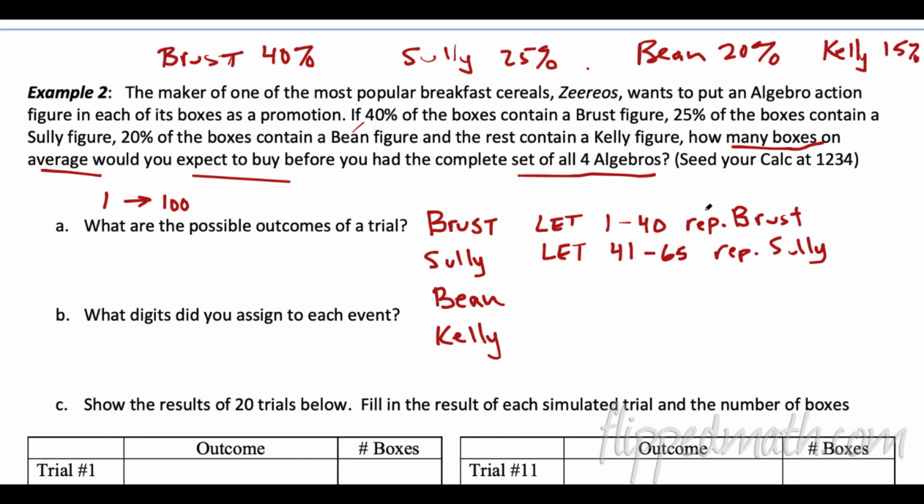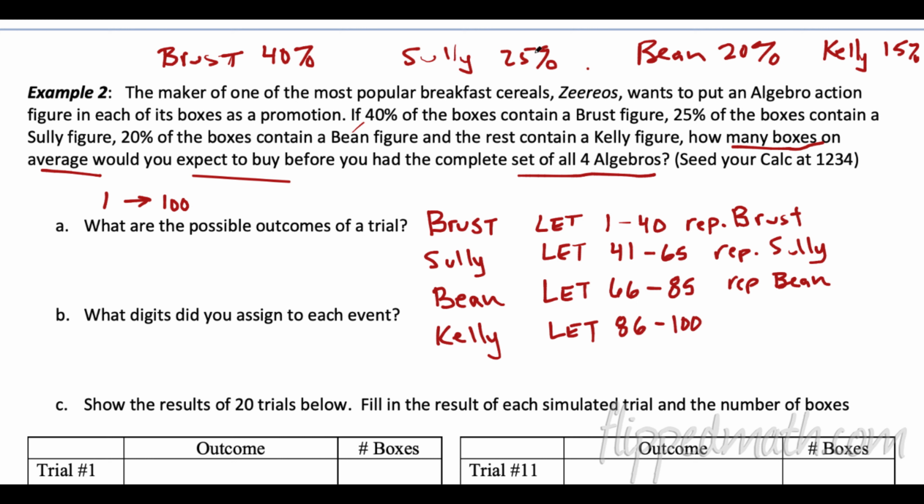Let's go to Bean. 20. He needs 20 numbers here. So we're going to let 66 through 85, that's 20 numbers, represent Bean. And lastly, Kelly would be the last 15 numbers, which would be 86 through 100.